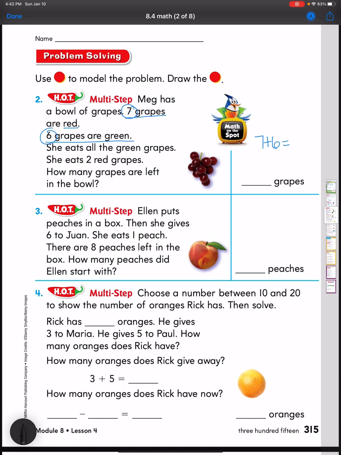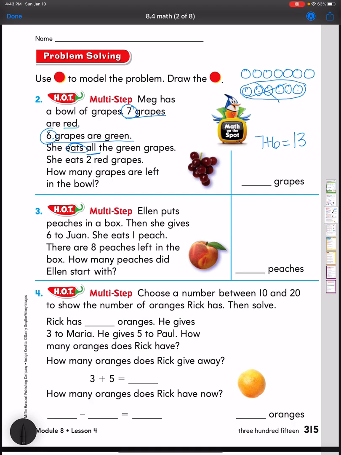So I can draw a picture up here. Here's my 7 red and my 6 green. Okay, so how many grapes does she have? So I have 7, 8, 9, 10, 11, 12, 13. 13 grapes. All right, so now we know how many grapes she has. It says she eats all the green grapes. We're going to subtract them out of here. Remember, 6 of them are green. We're going to subtract them out of here.